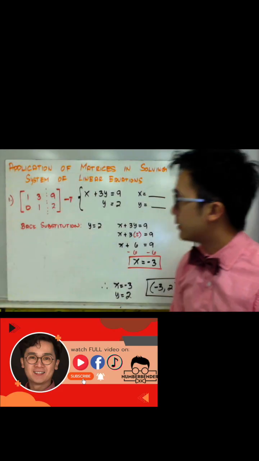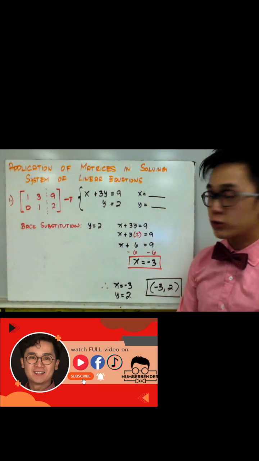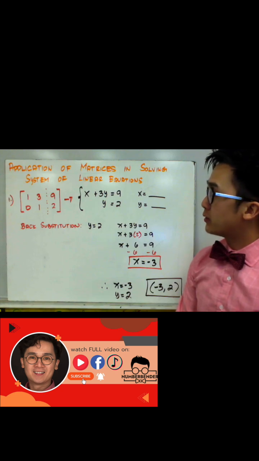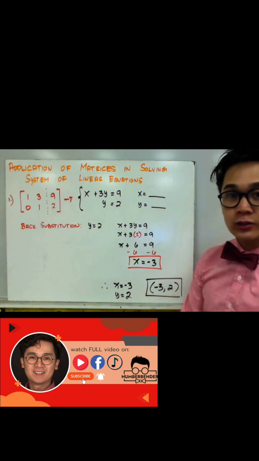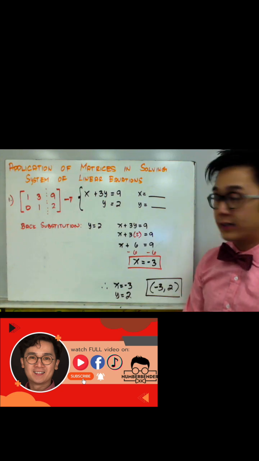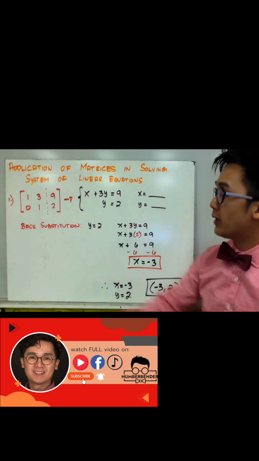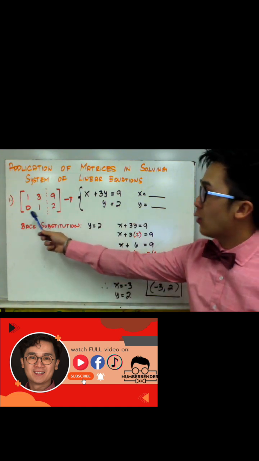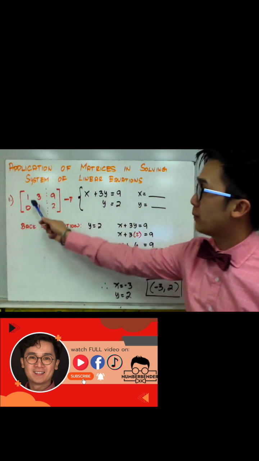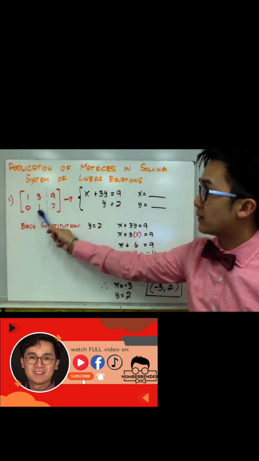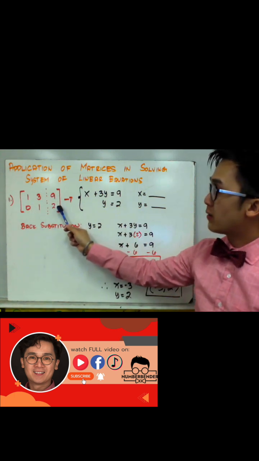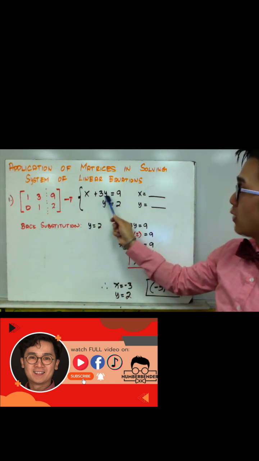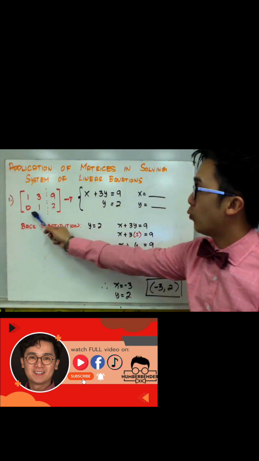that a linear system can be converted into a matrix, we can now use matrices in solving for the solutions of our linear system. So for example number 1, we have an augmented matrix wherein the coefficient matrix will be 1, 3, 0, 1 and the right hand side is 9 and 2. Converting this to our linear system would look like x plus 3y is equal to 9 and y is equal to 2.